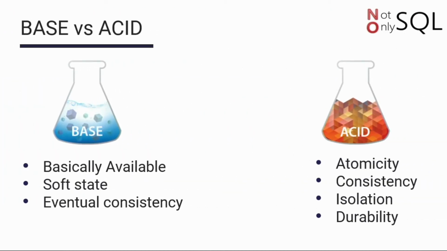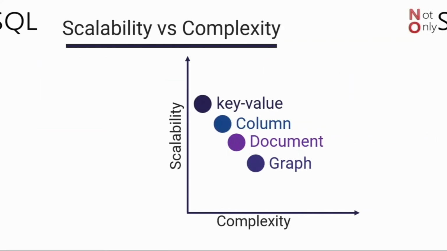The consistency models and mechanisms to achieve consistency are also slightly different. NoSQL systems usually use what's called BASE, basically available, soft state and eventual consistency, as opposed to the ACID approach of most relational database systems, which stands for atomicity, consistency, isolation, and durability.